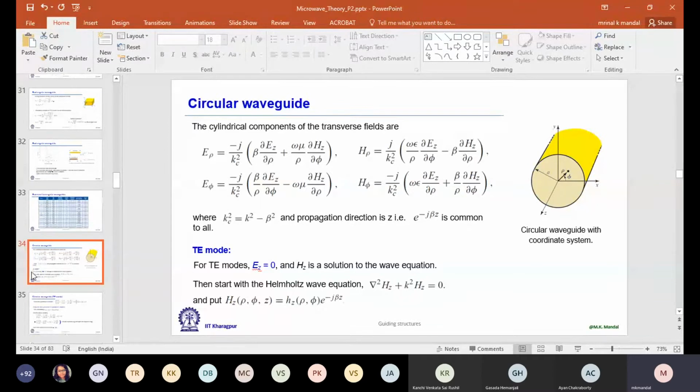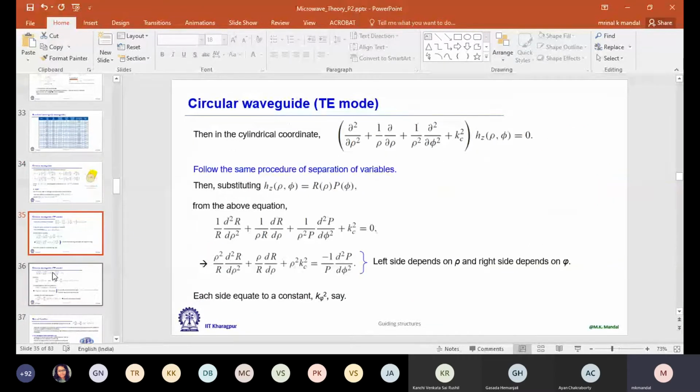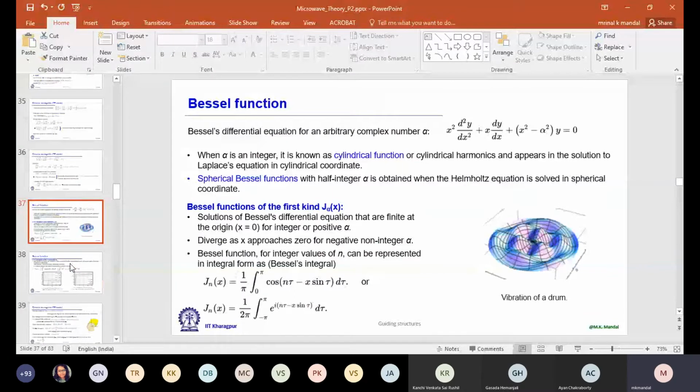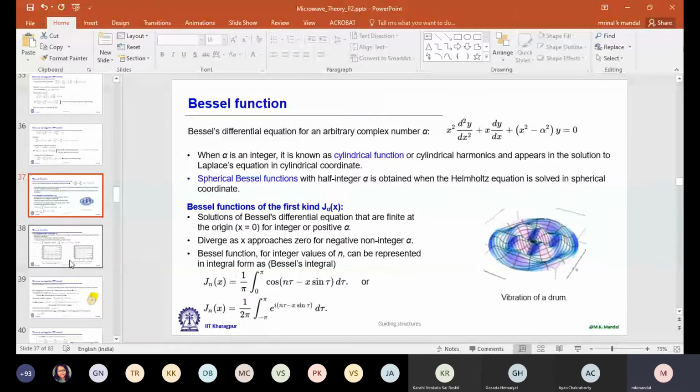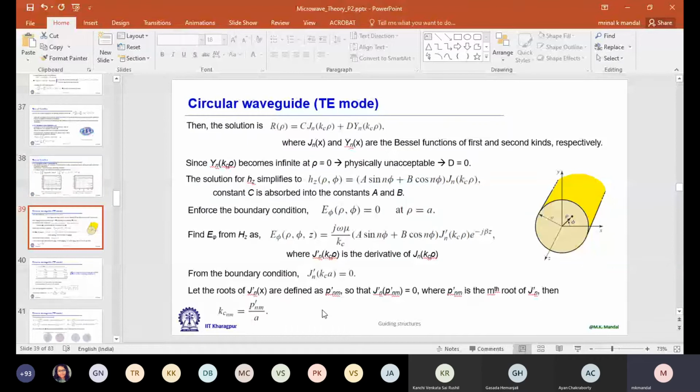So we continue analysis, and then we find the final expressions for the electric field and magnetic field. And the cutoff frequencies here, if you are interested, you can go through it. I also, in the slides, discussed the properties of Bessel functions, because unless it is coming, we can't avoid it. And then finally, the cutoff frequencies are related to the roots of Jn dash and Jp dash. So it is the mth and nth order root.